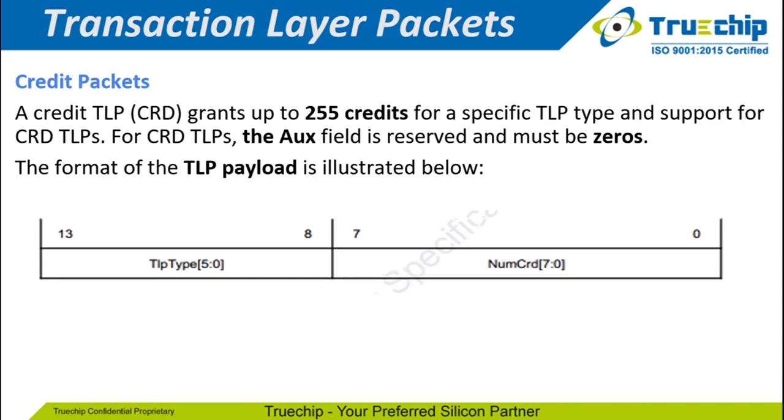So this is the credit packets. A credit TLP grants up to 255 credits for a specific TLP type and support for credit TLPs. For credit TLPs, the aux field is reserved and must be zeros. So this is the format of TLP payload where we can see the packet is of 14 bits and we have 8 bits of number of credit and the rest of the bits are TLP type, and for the same packet the aux fields are reserved.